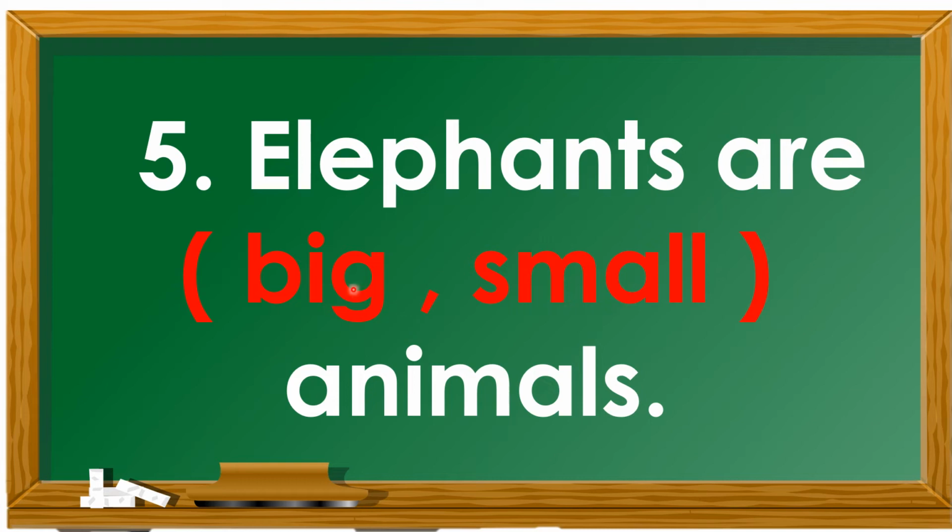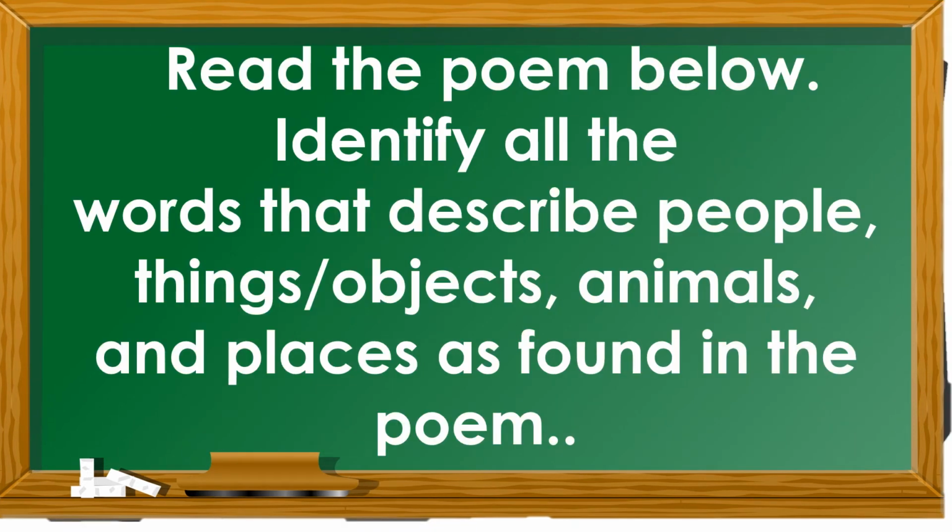Okay. Next. Elephants are big, small animals. So how are you going to describe the elephant? Are they big or small? Of course, they are big. Okay, next. Read the poem below and then identify all the words that describe people, things, objects, animals, and places as found in the poem. So this is how you're going to do. So identify, tukuyin daw yung mga adjective na nag-describe sa tao, bagay, hayop, lugar, o pangyayari.